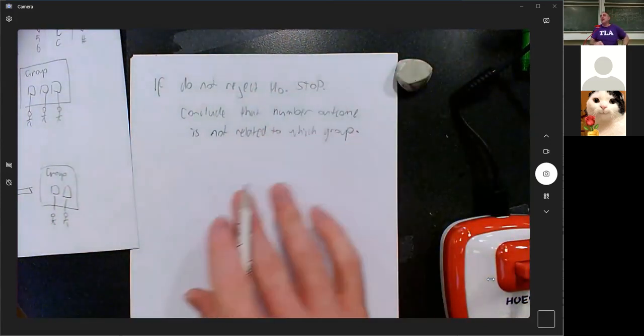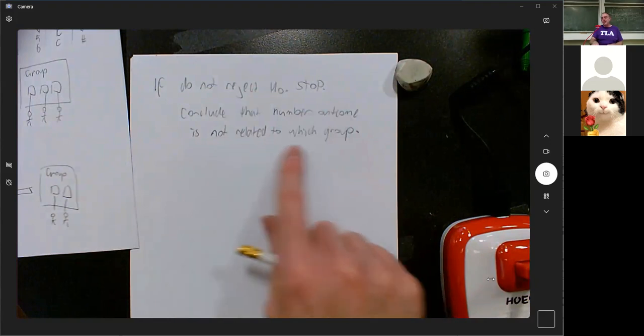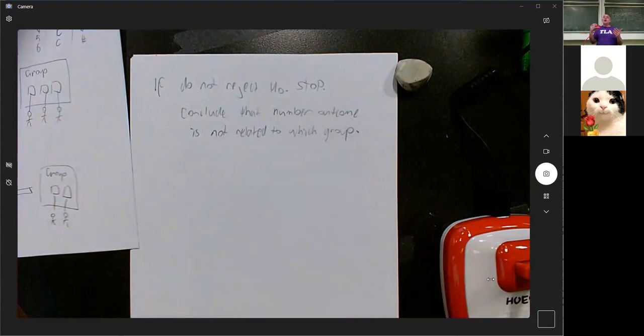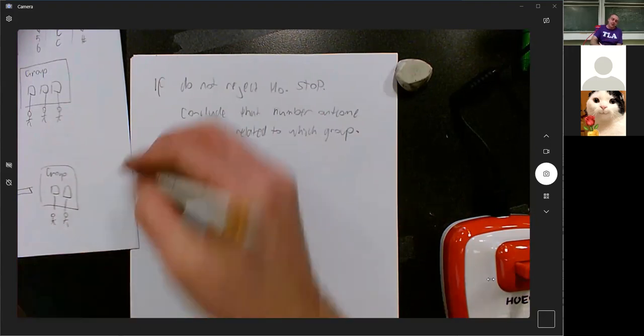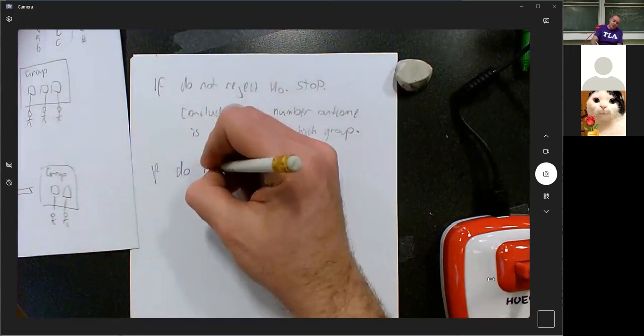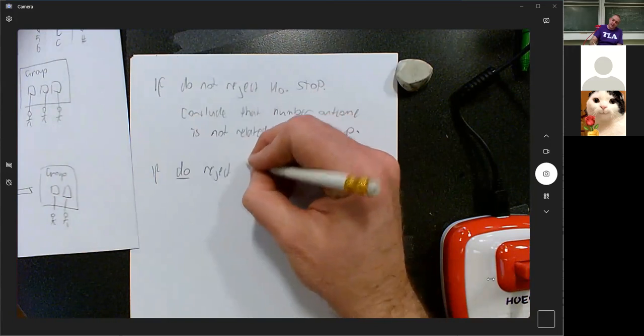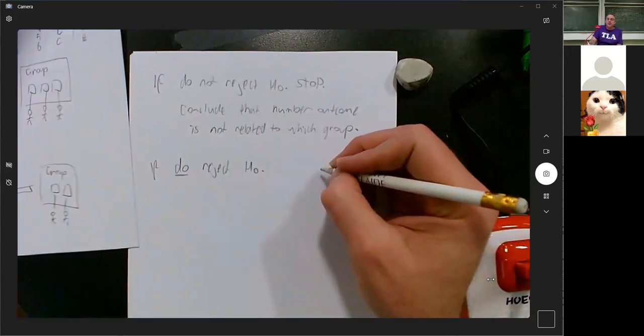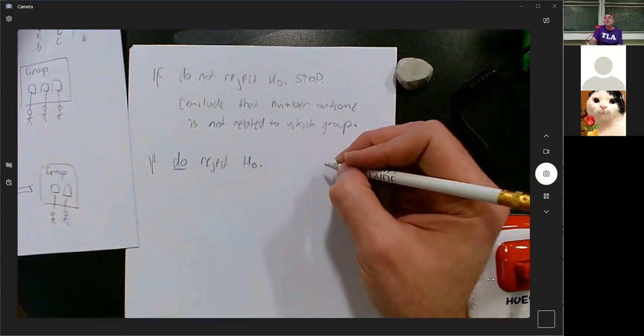There are lots of ways of saying that. You might say the numeric outcome is not related to which group, or you can't predict the numeric outcome from the group, or the group means are all the same. You do whatever's in context. So if the context was, does feed make a difference to chick weight, you would say feed does not make a difference to chick weight. Okay, but if you do reject H0, then you have to find out which group is different to which group.